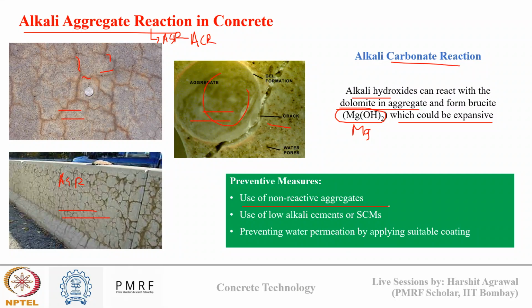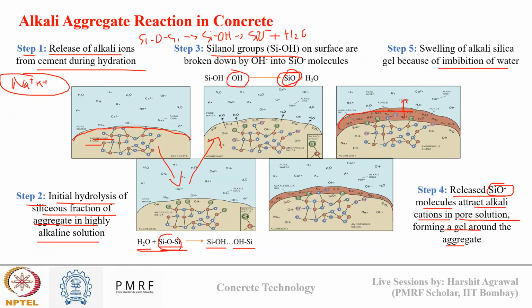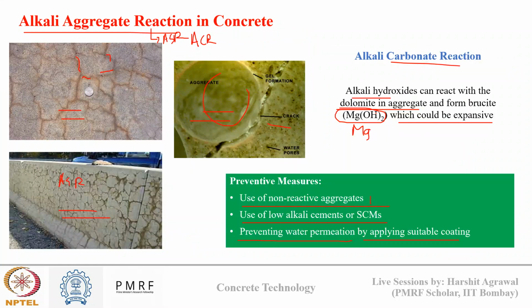By using non-reactive aggregates, by using inert aggregates, by using low alkali cements or SCMs. If we have low alkali in the cement, then the risk of alkali aggregate reaction will be reduced. Or by preventing water permeation by applying a suitable coating. We have seen that swelling of alkali silica gel happens due to absorption of water. So if we don't have water at the cement aggregate interface, then that swelling pressure won't be created, so making concrete impermeable can also prevent the alkali aggregate reaction.